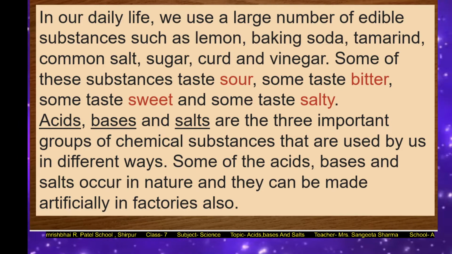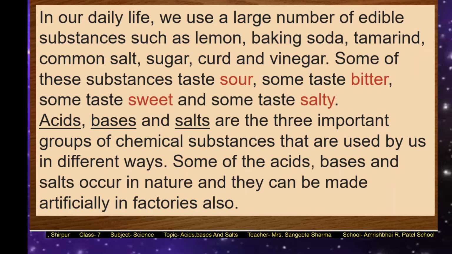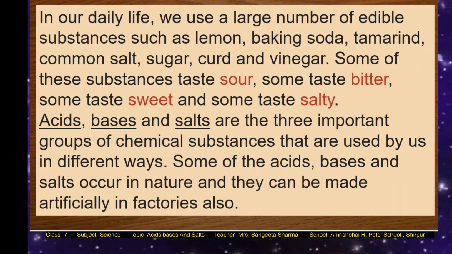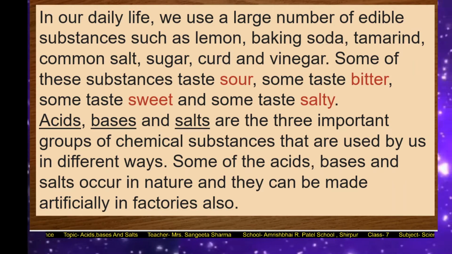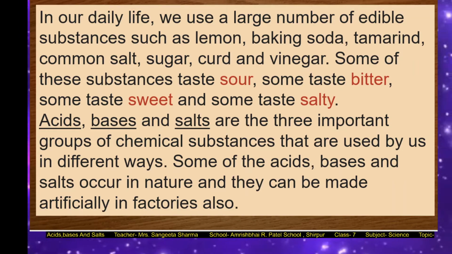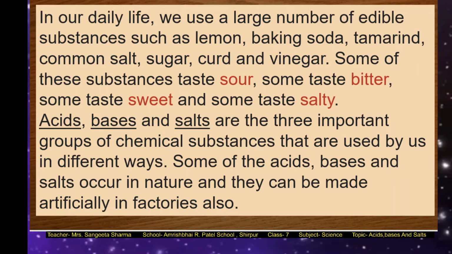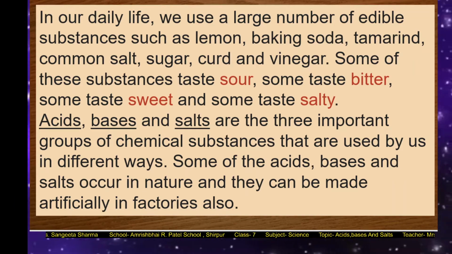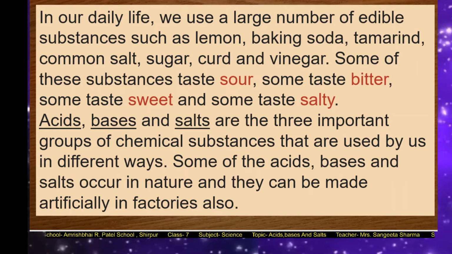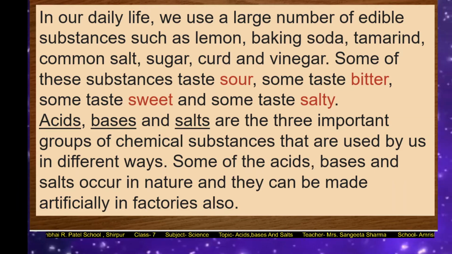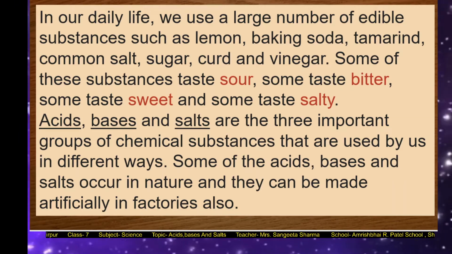Now, in our daily life, we use a large number of edible substances such as lemon, baking soda, tamarind, common salt, sugar, curd, and vinegar. Some of these substances taste sour, some taste bitter, some taste sweet, and some taste salty. So, acids, bases, and salts are the three important groups of chemical substances that are used by us in different ways.